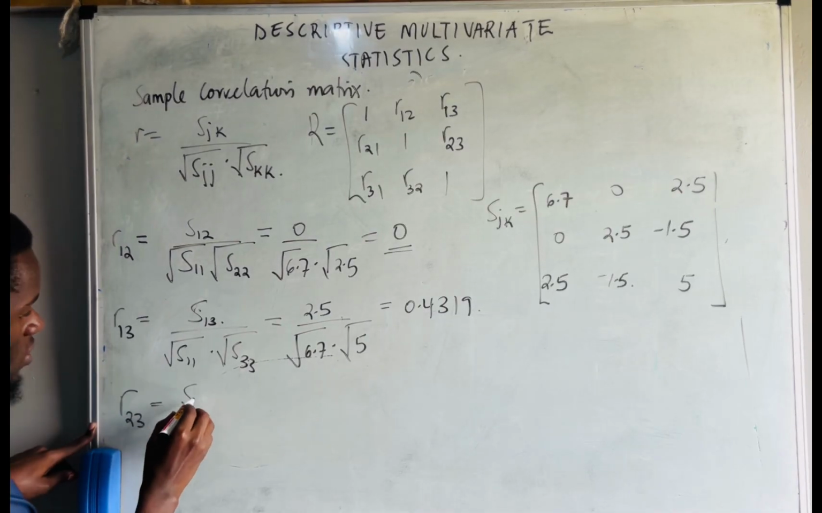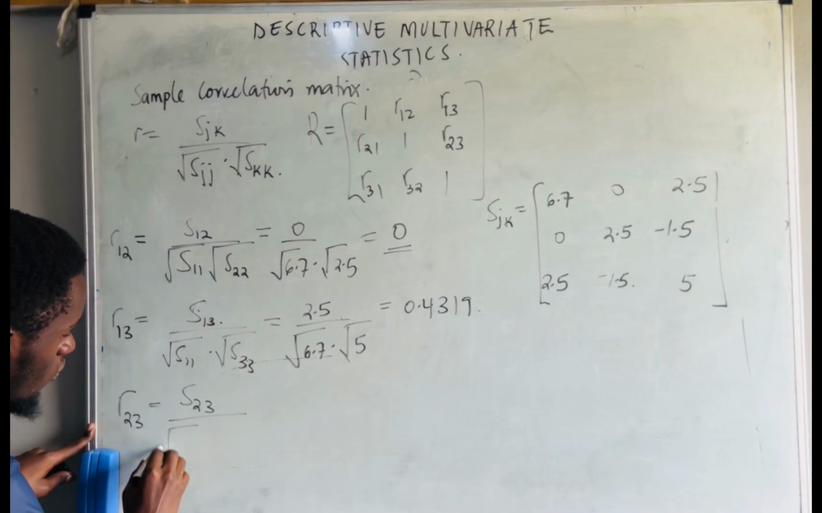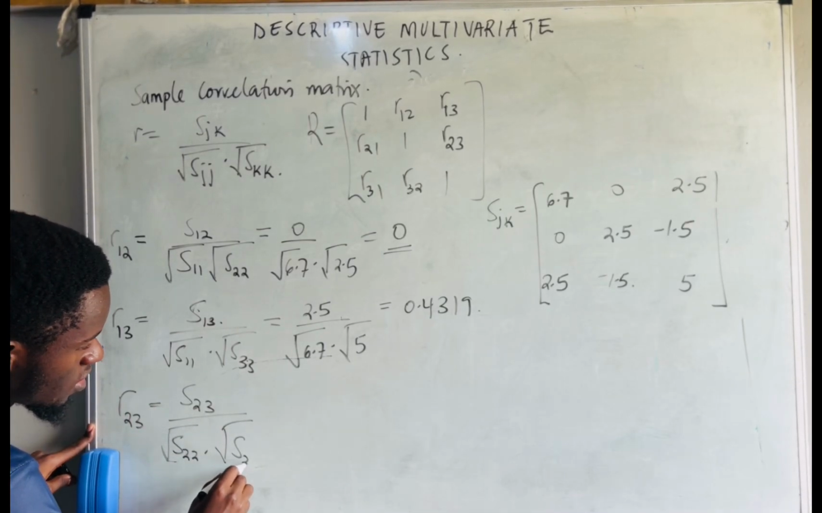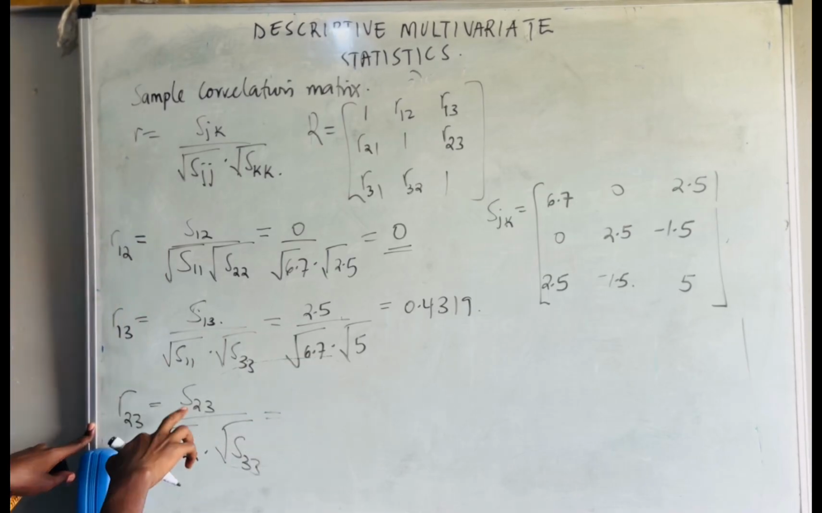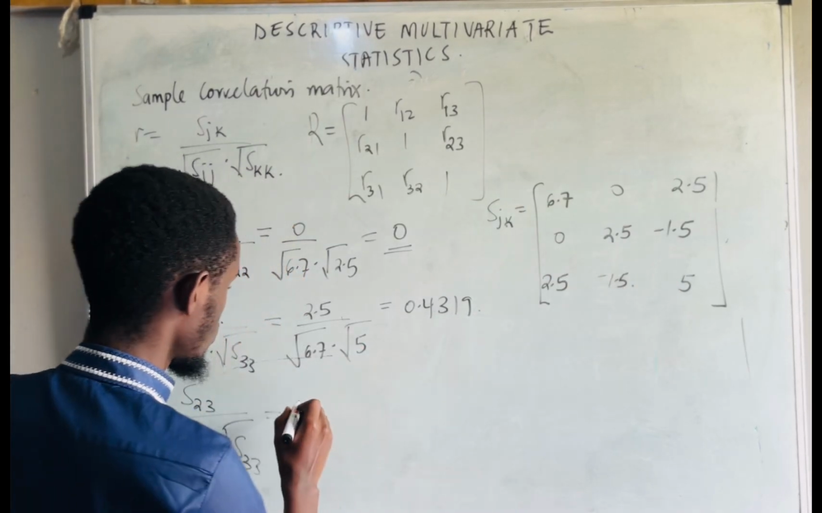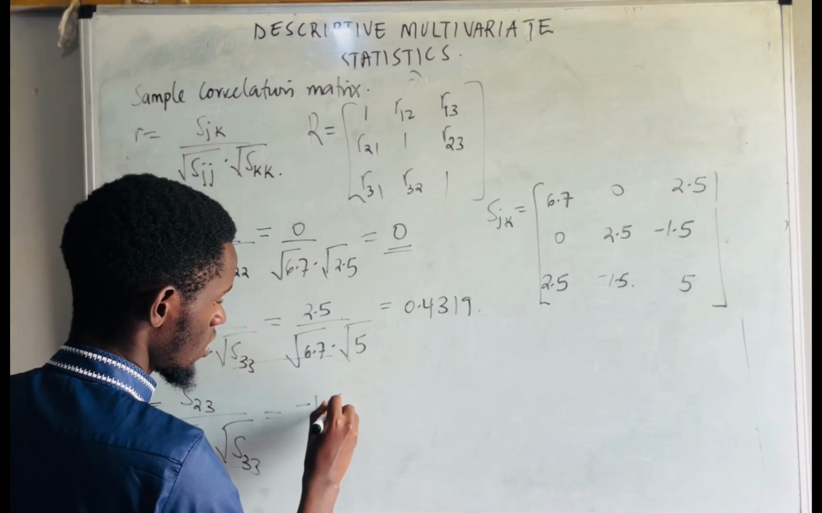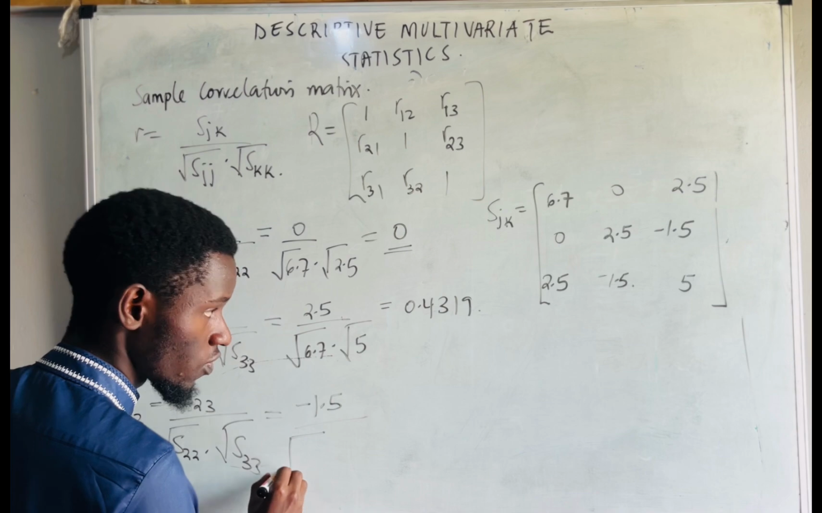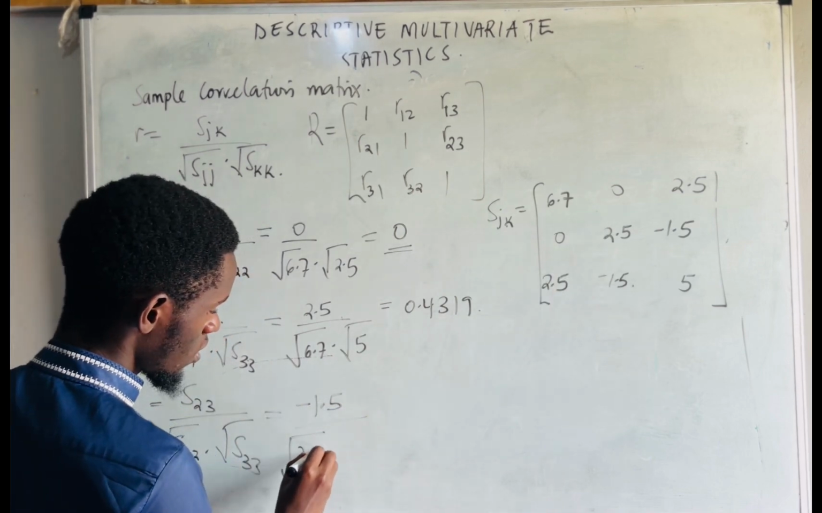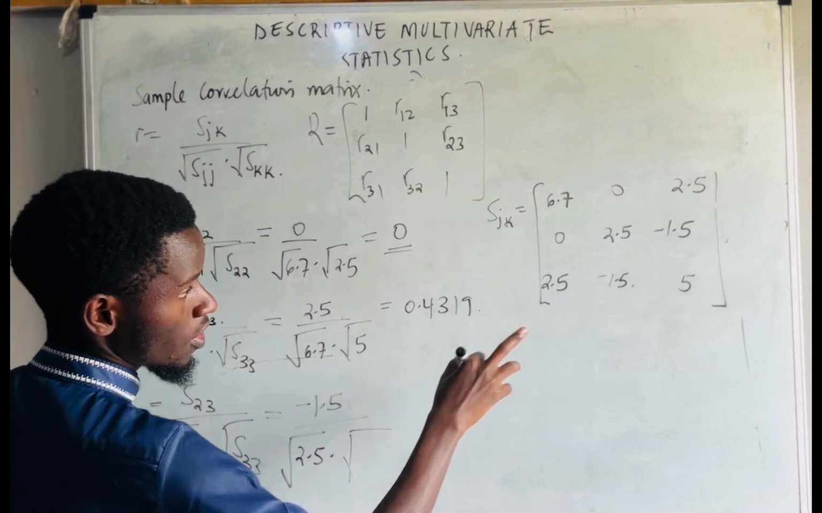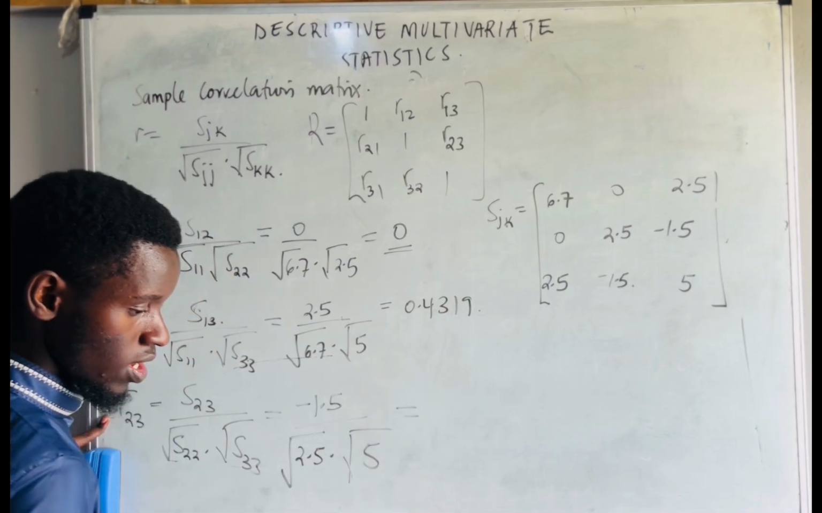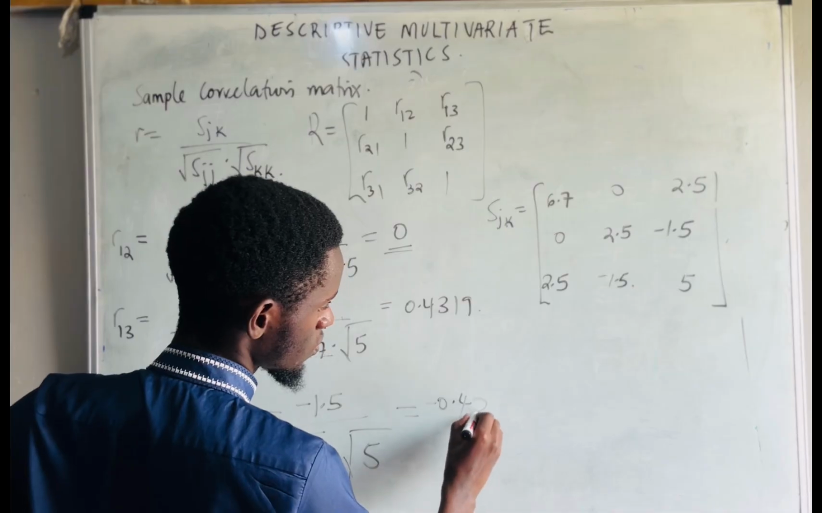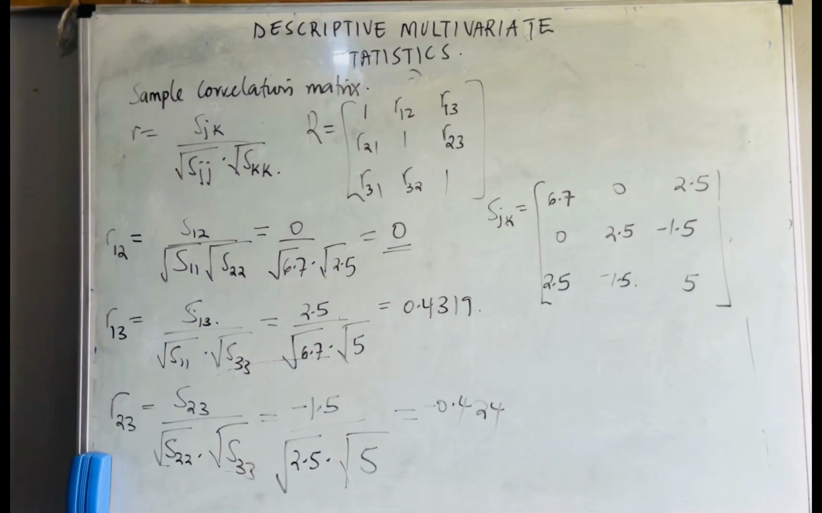And then lastly, we need to find R23. R23 is the same as S23 over the square root of S22 times the square root of S33. S23 is negative 1.5, divided by the square root of S22, which is 2.5, times the square root of S33, which is 5. Our answer is going to be something like negative 0.424.